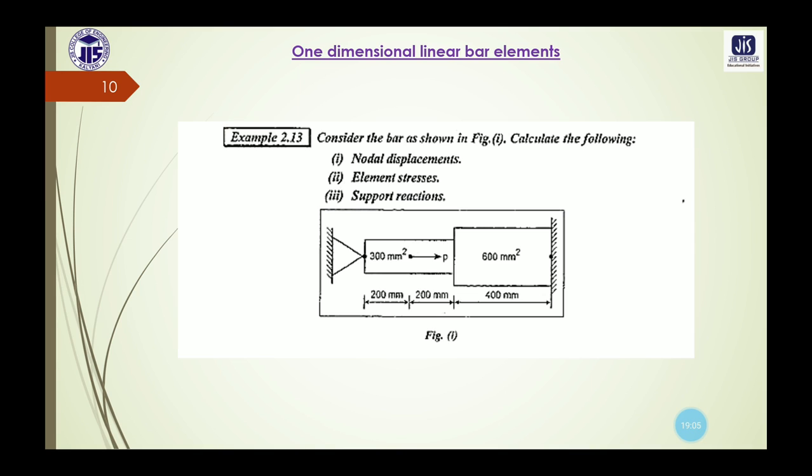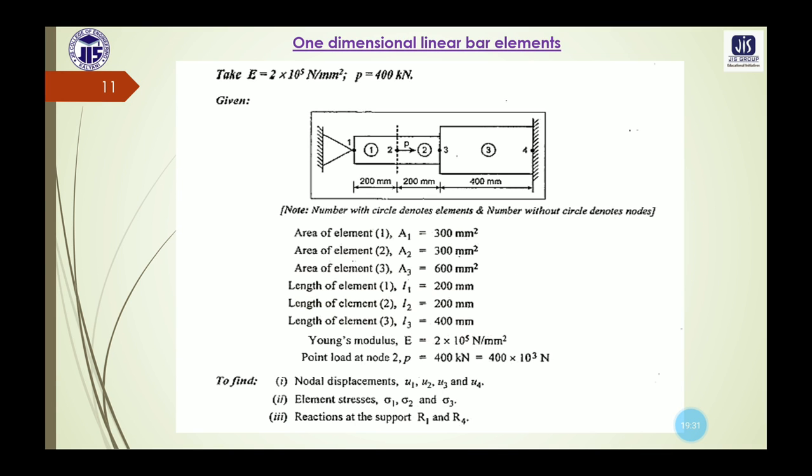Next, let us discuss this problem which states that we need to consider a bar as per this diagram, and we need to calculate the nodal displacements, element stresses and support reactions. Different measurements are given here: different areas, the lengths, the point load P. The value of the Young's modulus and the value of the load is given as 400 kilonewton at point P.